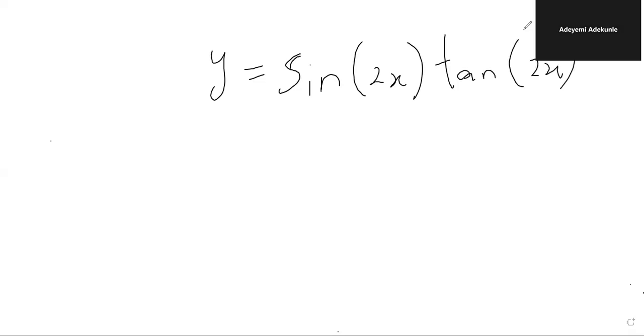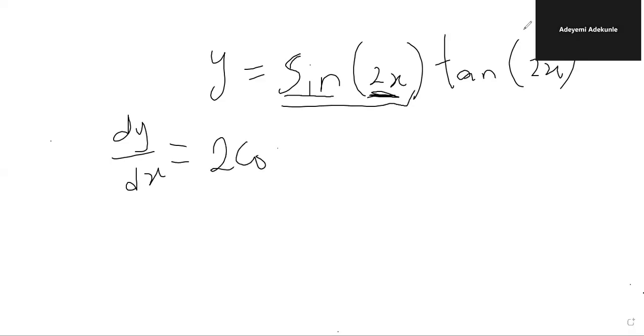Y equals sine 2x tan 2x. How do we differentiate this? It's very easy. Our dy/dx will be equal to differentiate the first one. Don't forget the scope. You have to differentiate what you have in this bracket, which is 2, then differentiate your sine, which is cos, then 2x. We've differentiated sine 2x like that.